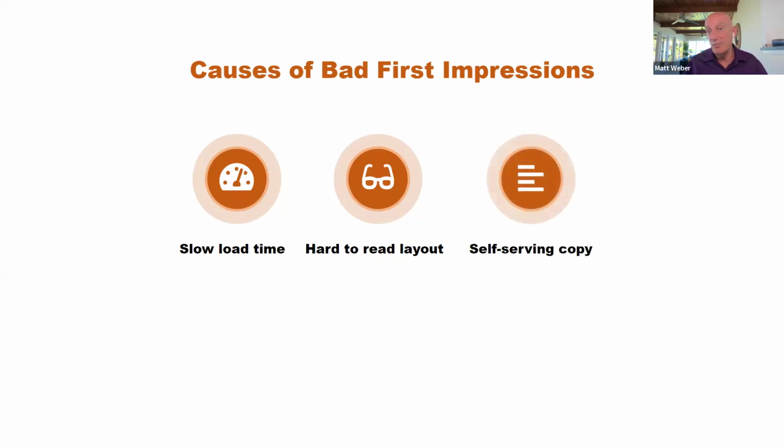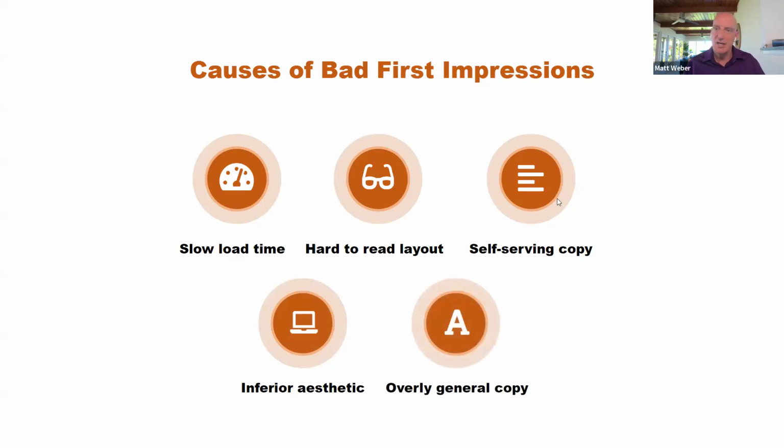Then there's self-serving copy. Remember that today people go to the web to solve a problem. They go to the web to scratch an itch. And still today, you see some web pages that lead off with, hey, we've been around for 30 years. Our leadership has 100 years of experience. Our values are honesty, none of which helps the user solve a problem. You really have to understand what the user is trying to solve and write to what the problem is that they're trying to solve. And again, we've talked about it: aesthetics matter, looks matter, how attractive is the page. And then overly general copy.